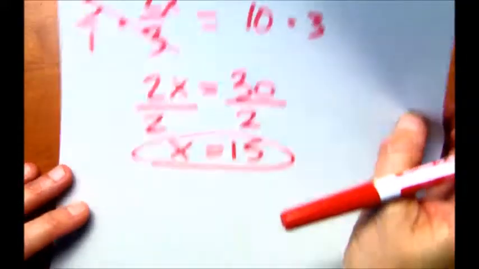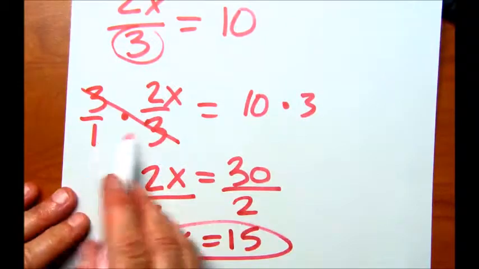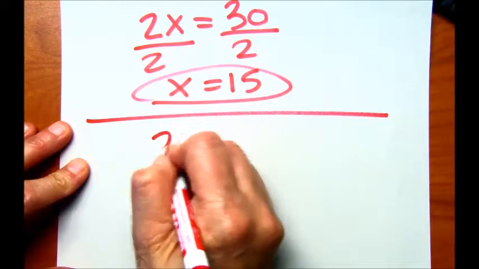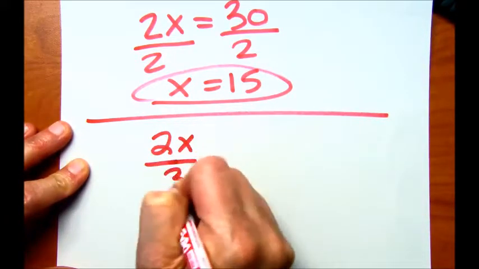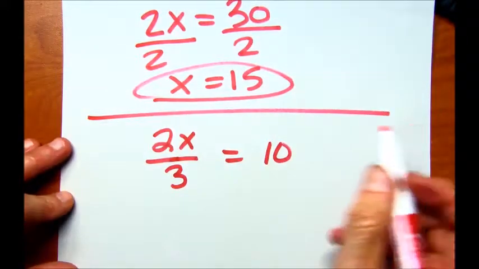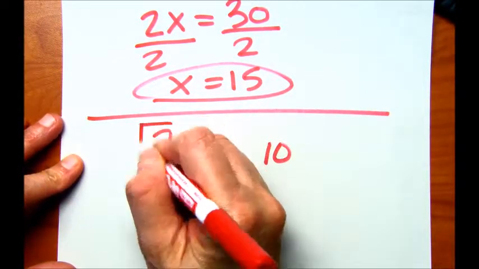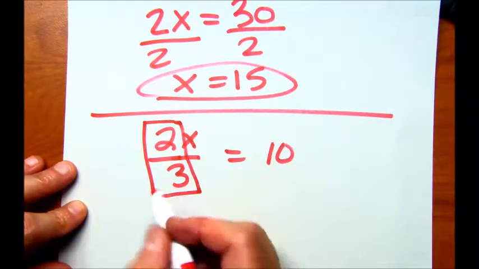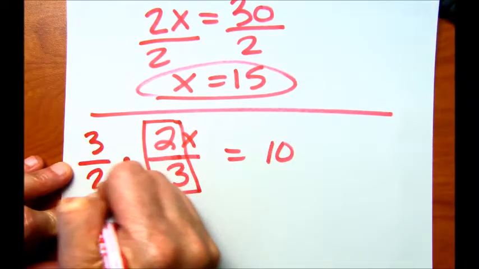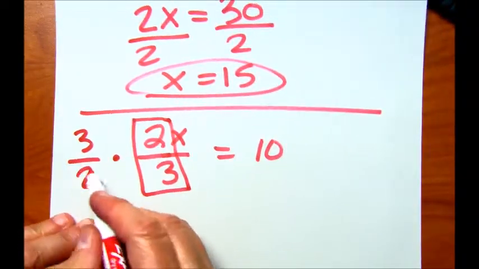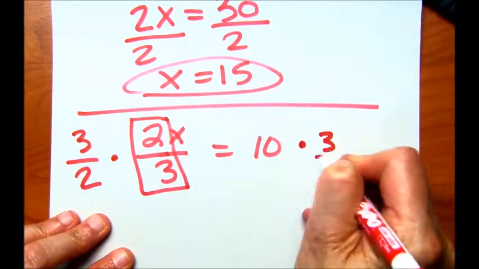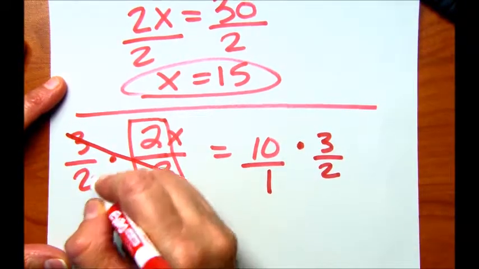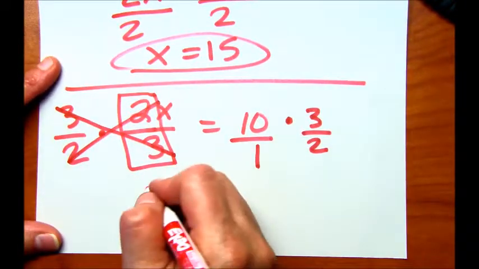Let me show you another way. And you might have thought of it when I was doing this business here. I'm going to rewrite it. So say we have 2x over 3 equals 10. Now we could just focus on these numbers here. What's the inverse of 2/3? Well, it's 3/2. So if I multiply by 3/2 on both sides, we should get the same answer. Notice these 3's are going to cancel and these 2's are going to cancel, leaving me just x.